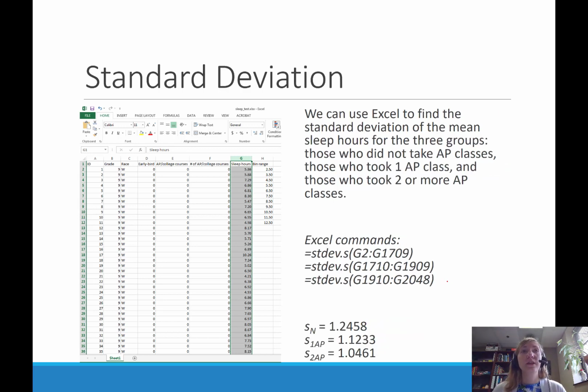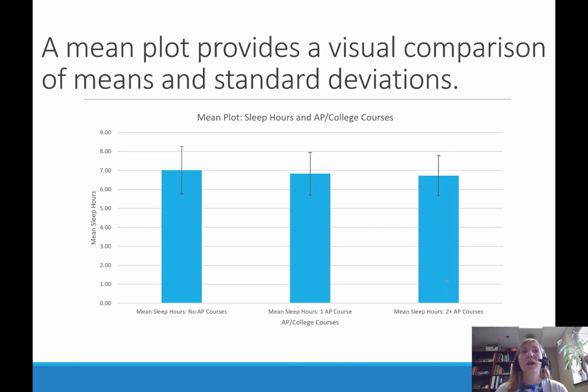Again, we will have 3 standard deviations, 1 for each group. Our standard deviations for 0, 1, and 2 or more AP or college courses are 1.2458, 1.1233, and 1.0461, respectively. Graphically, we could make a histogram for each group. However, comparing 3 histograms, or more if we had more groups, can be difficult. Instead, we can use a mean plot to compare the means and standard deviations for the 3 groups.